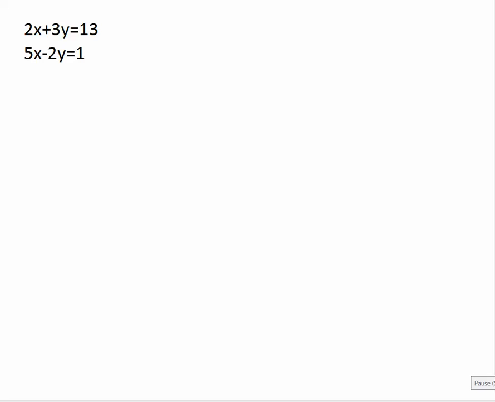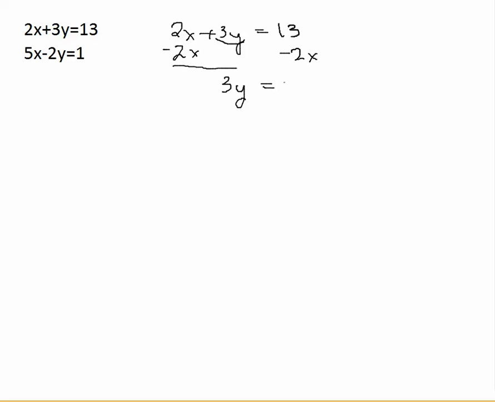So we are going to graph this linear system of equations on the calculator. To do that, we need to rearrange each of those equations into the slope-intercept form, which means we have to solve for y, or isolate y. So we're going to take 2x plus 3y equals 13, and we want to isolate the y term first, so we're going to subtract 2x from both sides. That leaves us with 3y on the left-hand side equals negative 2x plus 13.